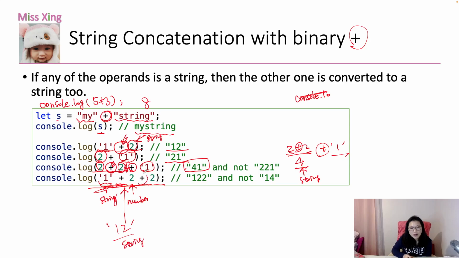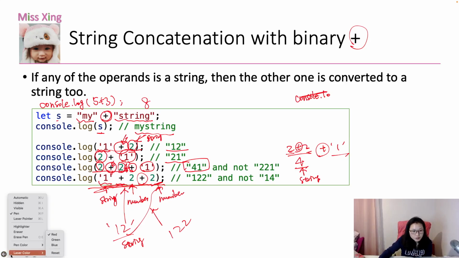And string then plus 2, because 2 is a number, but the left side is a string, so both sides will be converted into a string. This one will be converted into a string, so it's going to become "122". And these two things here, let me erase. Can I erase?